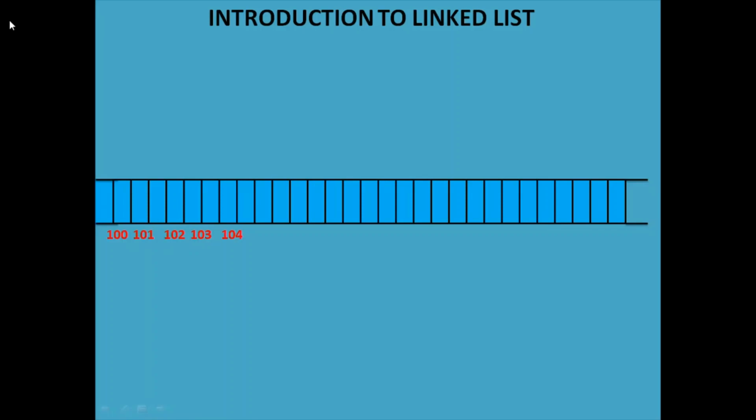So, this is a snapshot of memory. Memory is a long strip of bytes, and each byte has its own address, extended both on the left side as well as on the right side. I am taking the address starting from 100. The next byte will be 101, then 102, 103, 104, 105, 106, and so on.